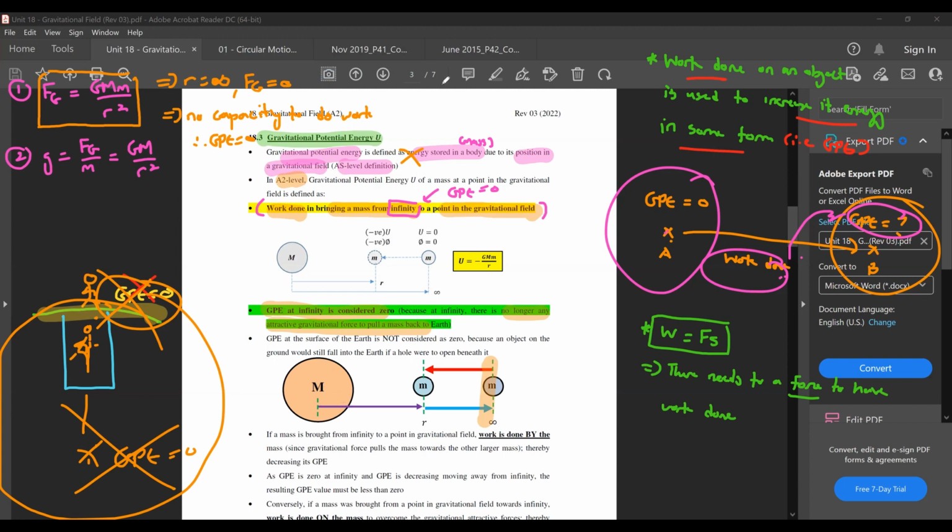So let's just say I tell you right now, this is planet Earth, and then this one is at infinity, and then I'm interested in the GPE value at some point here. By definition, the GPE at this point will be whatever work that I do to bring a mass from infinity to this point. So whatever work that I do to bring the mass from infinity to this point will be my GPE at this point itself. That's what this definition is trying to tell you.